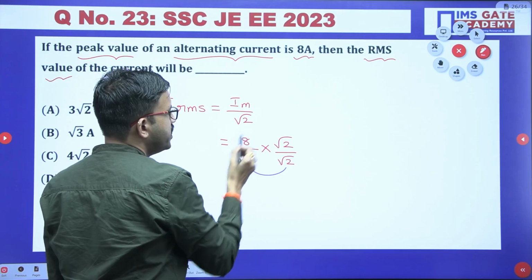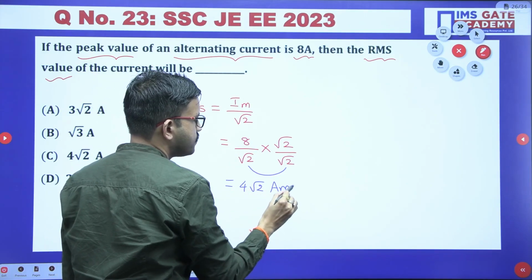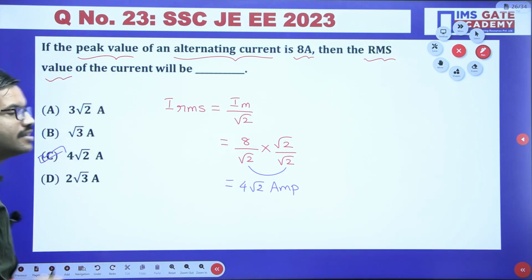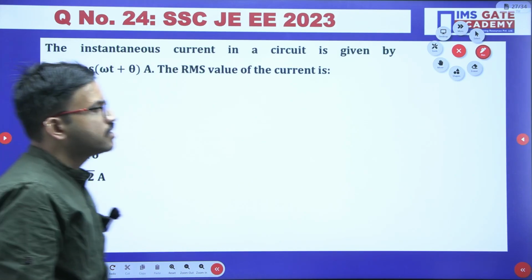2 here 4 times. That means 4 root 2. Units are ampere. Okay, 4 root 2 ampere. So that means option C is the correct one. Option C is the correct one. Right. Next one.